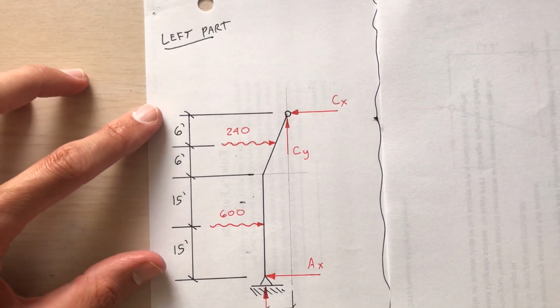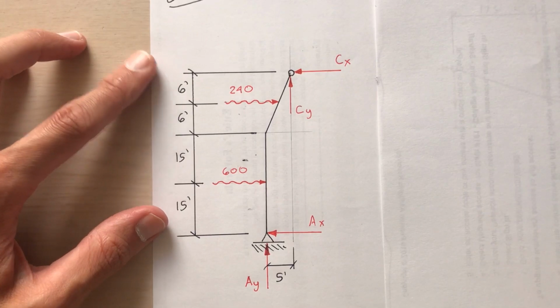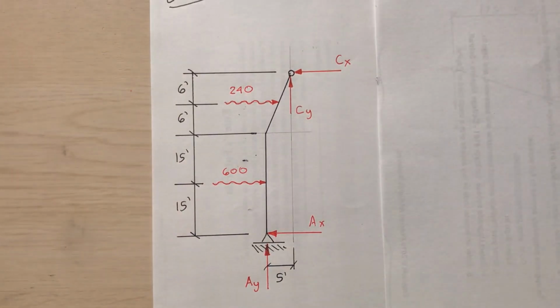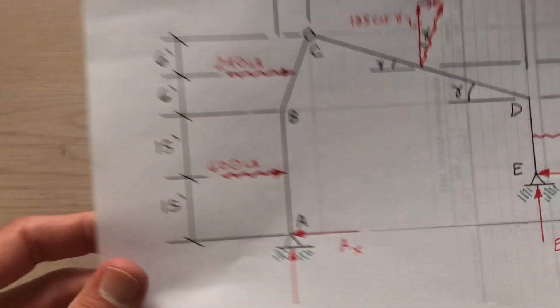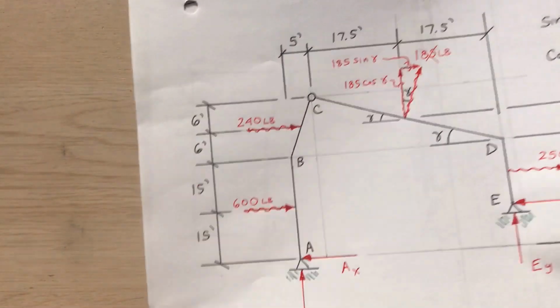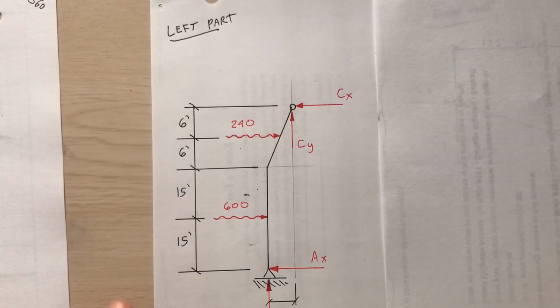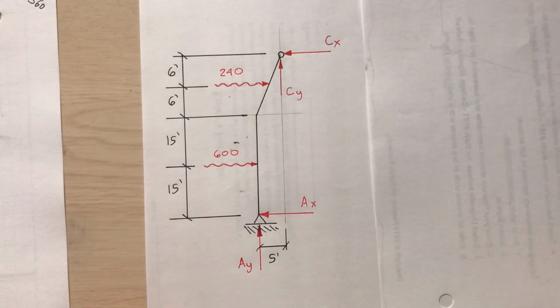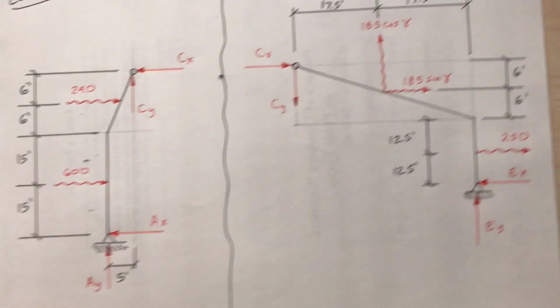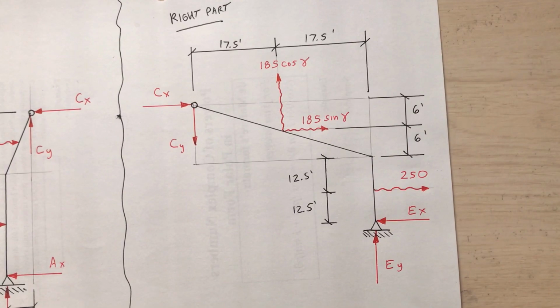Okay, and there it is, the left portion of the frame. See this? So I'm analyzing only the left portion. So remember this? Okay, I see the 600, I see the 240, I unbolted it at C, 2 reactions at A. That's what you see here. So up at the top left part, and I have a surprise for you. I also did the right part. So this is the right portion of the frame.